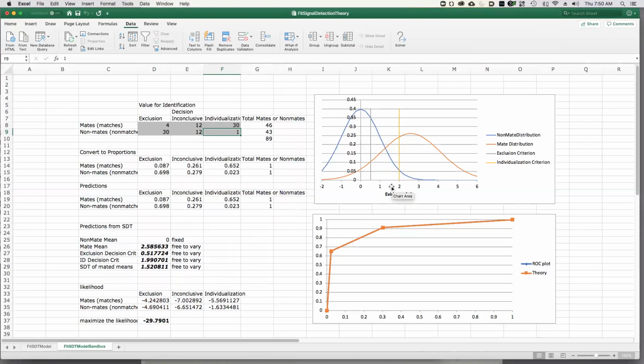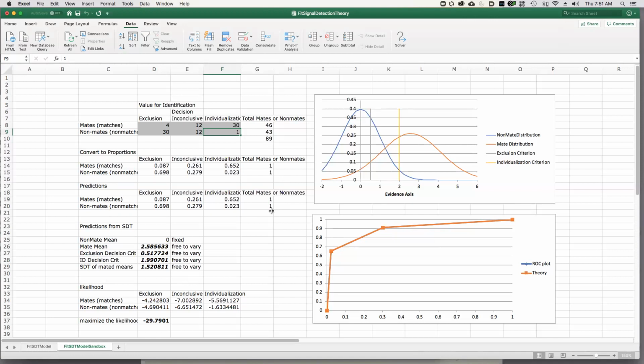in theory. Oh, maybe it didn't change very much, or maybe it's already updated. Hard for me to tell. In theory, this exclusion criterion should have shifted to the left, to allow for more inconclusives here. Okay, so then essentially that's the way that this program works.